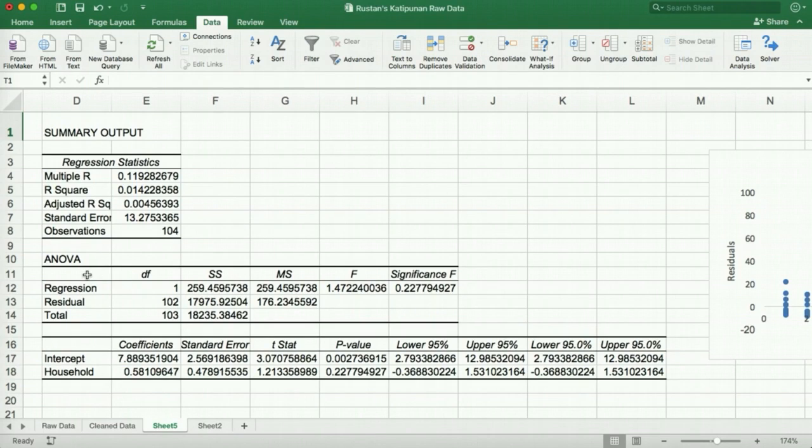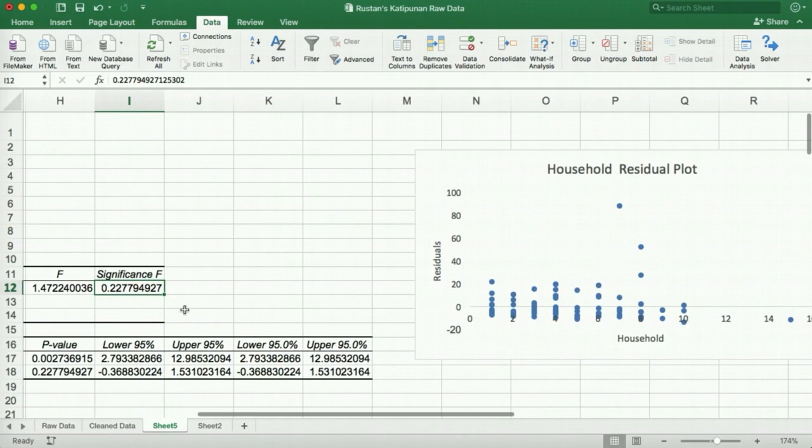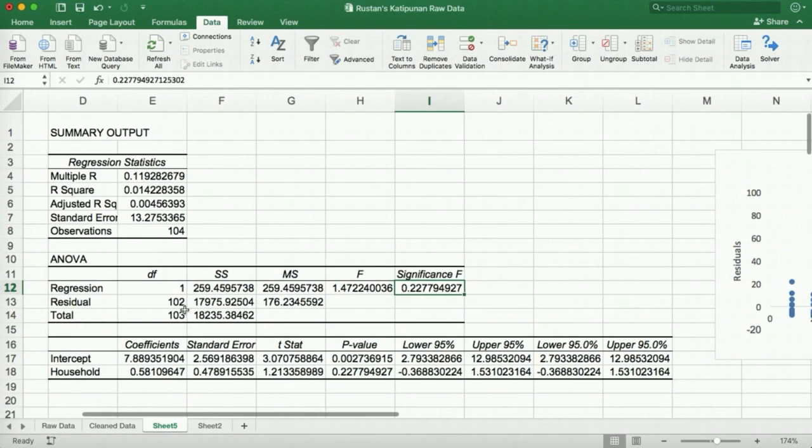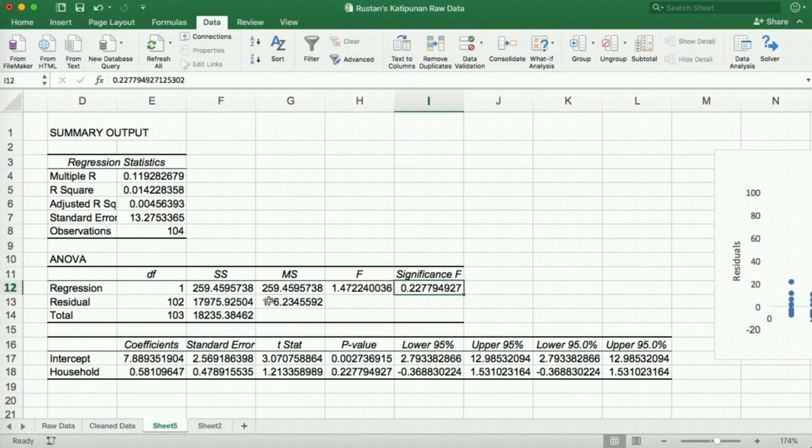So here we can see the ANOVA table. We have the F statistic and the p-value, and that's 0.2278. According to the F-test, this is an overall test for the model, and since the p-value is relatively high, then we can say that we don't have sufficient evidence to support the claim that there is a relationship between the two variables, number of people in household and the number of items bought. Or in other words, we don't have enough evidence to say that the two variables are correlated.